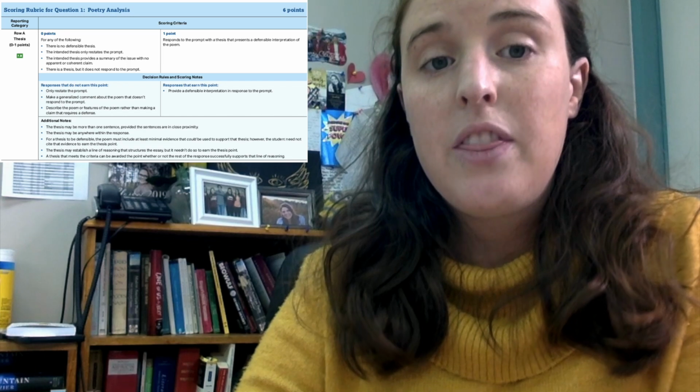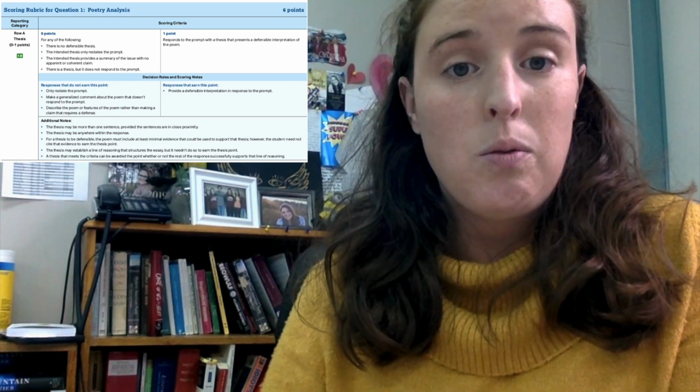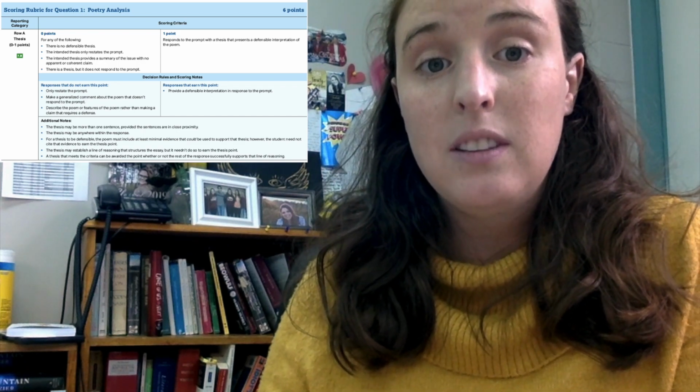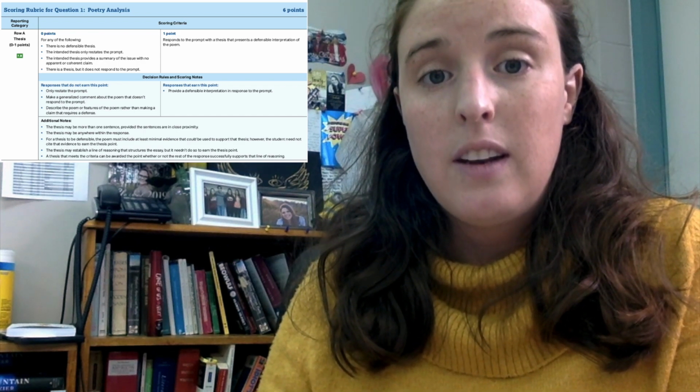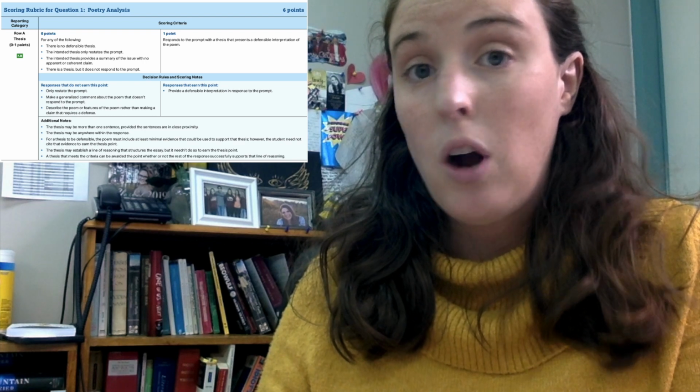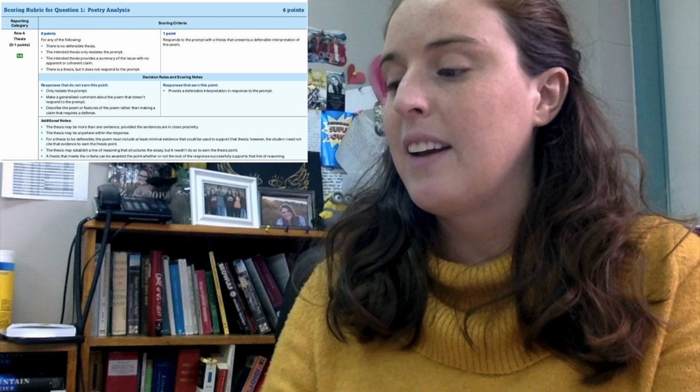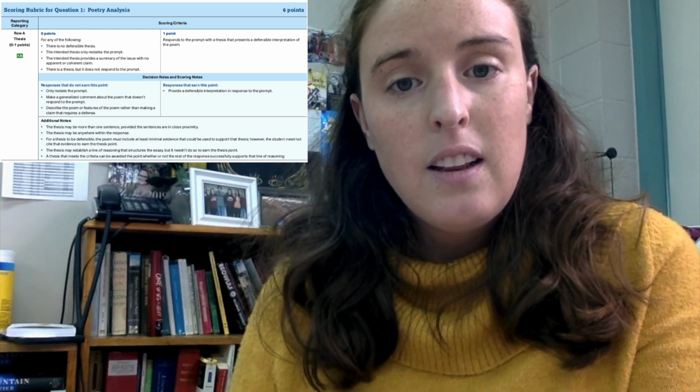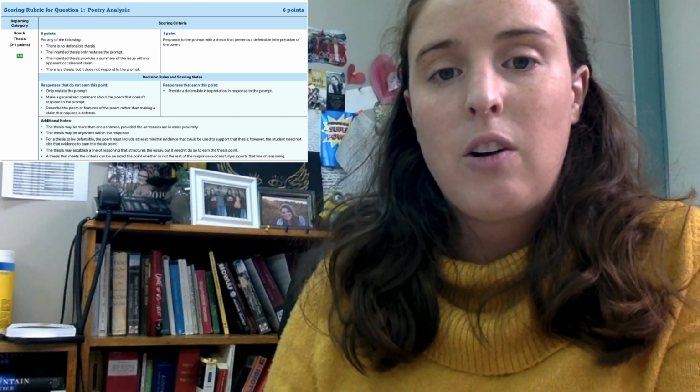And so, looking first at this row A, thesis, you don't get any points at all if you don't have a defensible thesis, or the intended thesis only restates the prompt. So you don't want to do that thing that teachers tell you when you're younger, which is that your thesis is just restating the prompt. You don't want to do that on the AP exam or in college. The intended thesis provides a summary of the issues with no apparent or coherent claim.